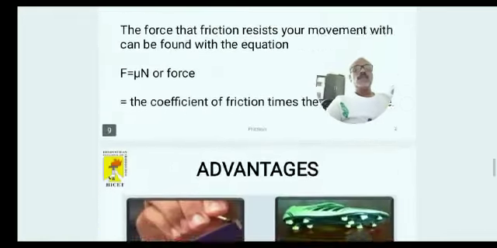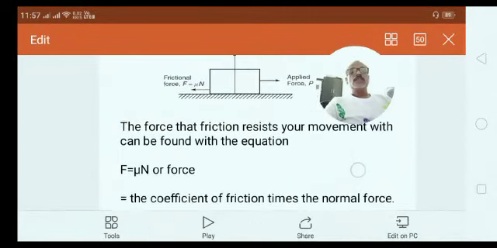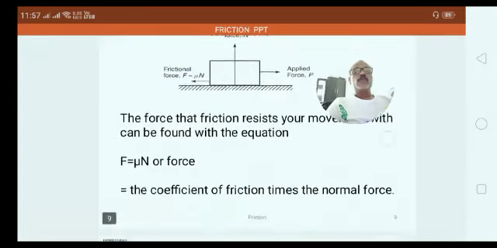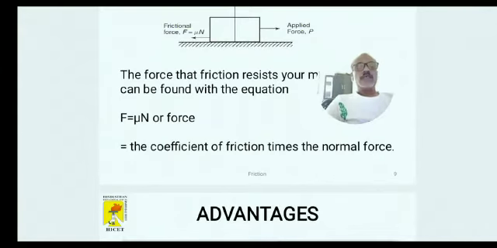And then, what is the coefficient of friction? The same concept is applied here. When a block is placed on a rough surface, we calculate the coefficient of friction using the frictional law, F equals mu N. Therefore mu equals F by N. So this mu is the coefficient of friction.